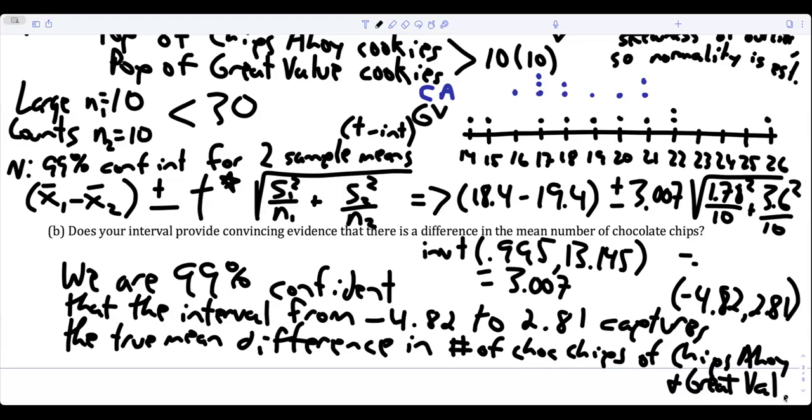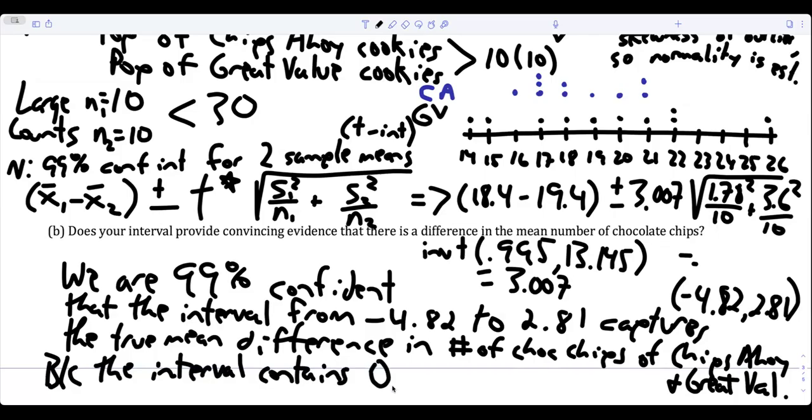And so the last question here says, does your interval provide convincing evidence that there is a difference? And the answer to that is no. Why not? 0 is included in the interval, which is a plausible value. So there is not convincing evidence, because the interval contains 0, there is not convincing evidence.